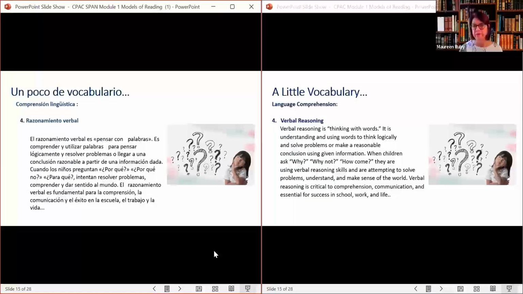Verbal reasoning. Verbal reasoning is tremendously important. It's very hard to think without words. Verbal reasoning is all about how we get to higher order, higher level thinking using words, understanding how to logically use language to solve problems. And so parents, I think this is important. I am a victim of this.